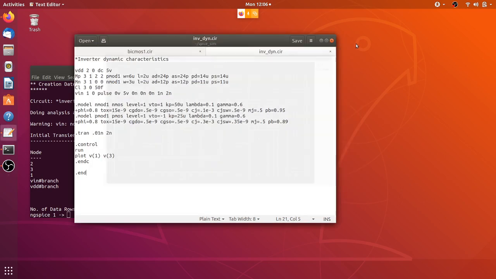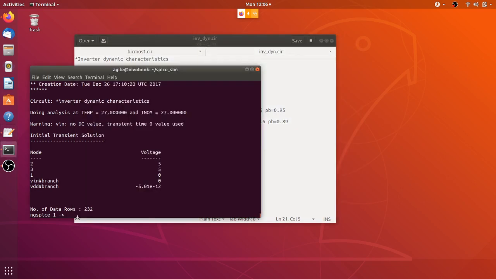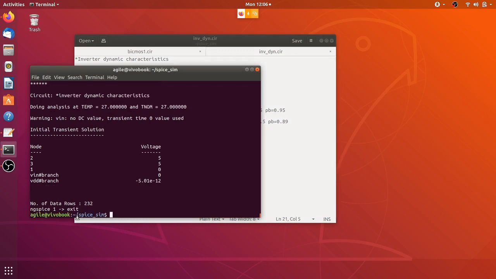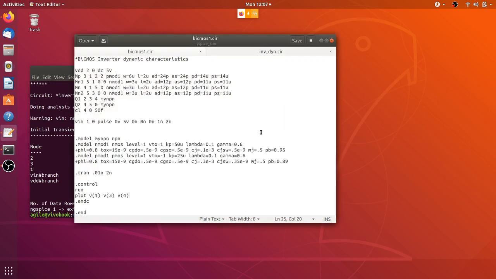So now I am going to close this, and I am going to run the other program, which corresponds to BiCMOS. I have the BiCMOS spice program here. Can you all see this program? Yes, sir. Okay.